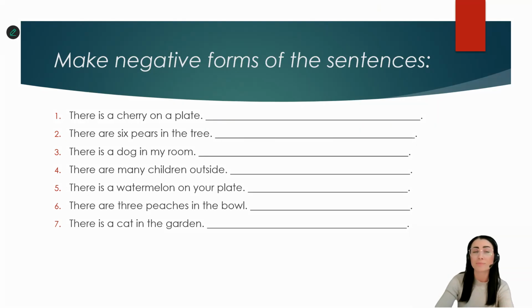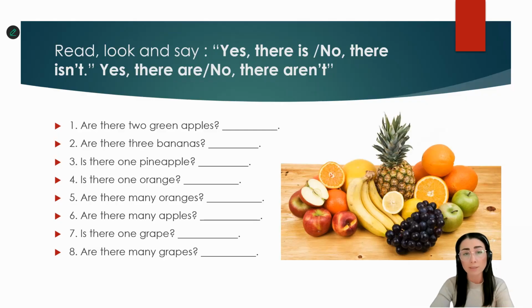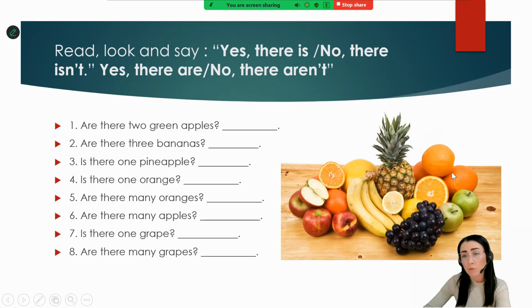That's awesome. I hope you are really good at this. And let's have some practice with short answers. There are some questions from 1 to 8, and your task is to read the question and to write down the short answer. For example, are there 2 green apples? Take a look at the picture. Are there 2 green apples? 1, 2, yes. The answer is yes according to the picture.